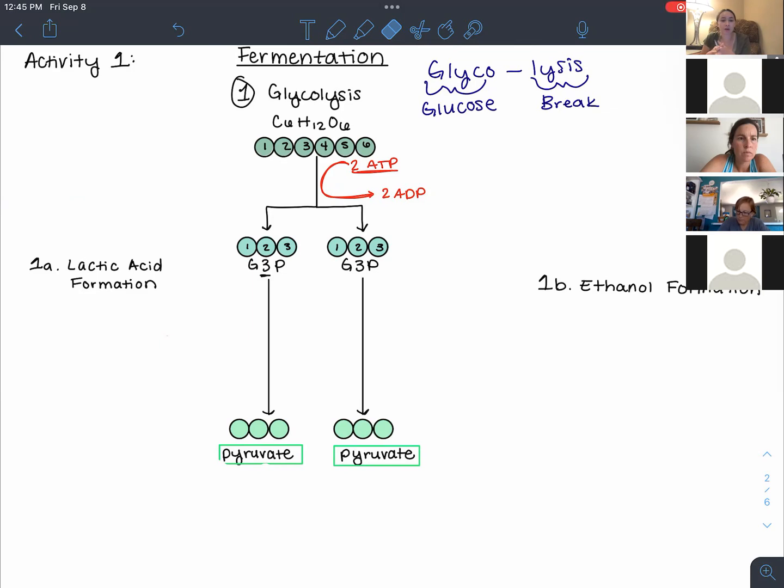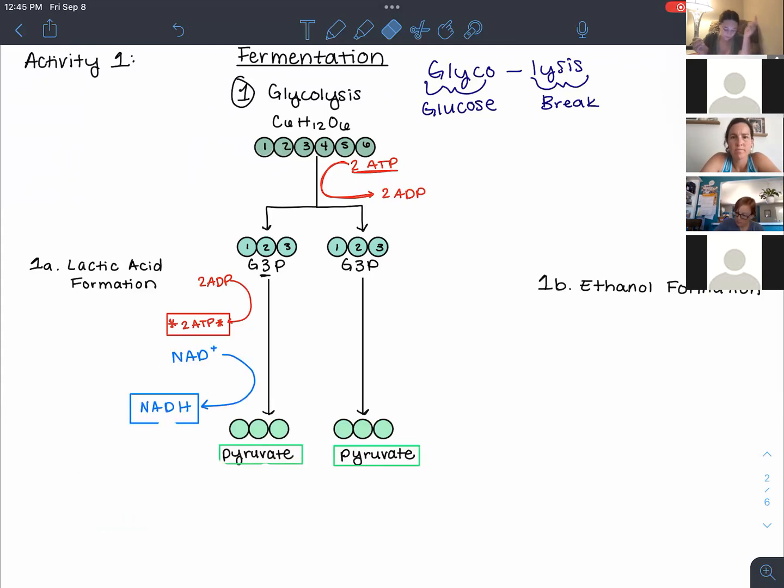Okay. So in our process of oxidizing G3P into pyruvate, what's going to happen? And remember, we're going to take electrons. Does anybody know where we're going to put those electrons? NAD plus, okay? So we have NAD plus. What is it going to turn into when we give it an electron? NADH, okay?